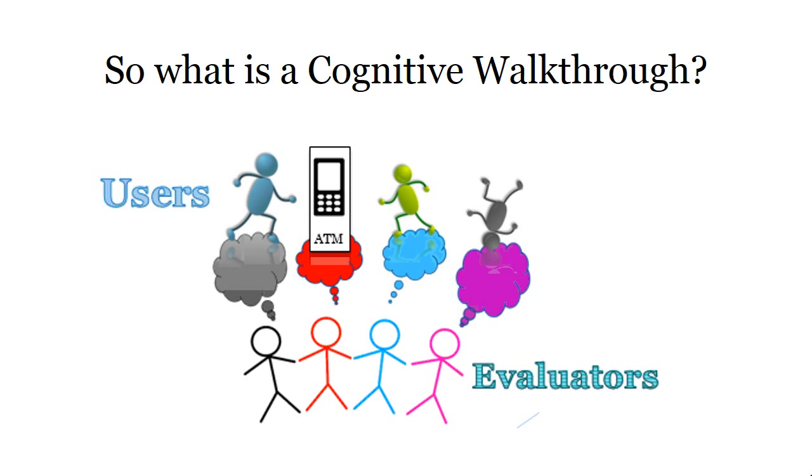So what is a cognitive walkthrough? Basically you have a bunch of people who get together called evaluators. Usually this is the design team working on the interface. And you go through a list of user tasks that your users are going to want to do.